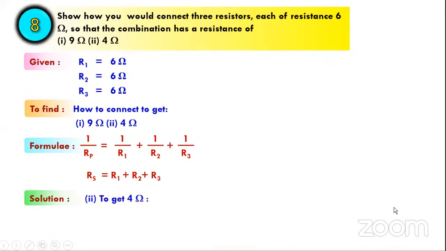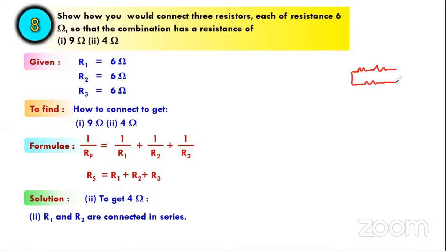Then to get 4 ohms, R1 and R2 are connected in series. Connect both in series, 2 in series gives 12 ohms. And with this, 1 is in parallel. Is it right? Yes, sir.